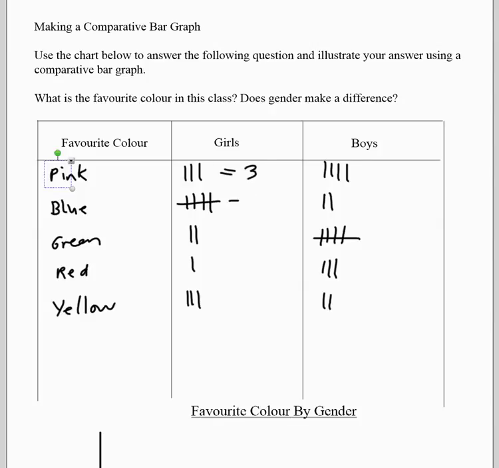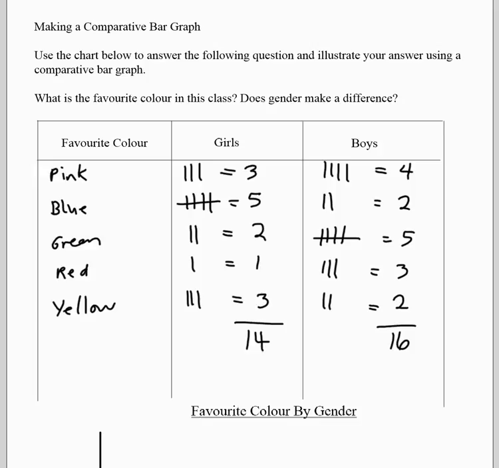So girls, 5, 2, 1, 3, 3, and boys, 4, 2, 5, 3, and 2. So the first thing that we want to do is check how many girls did we ask and how many boys did we ask. So we've got 8, 9, 10, 11, we've got 14 girls, and we've got 6, 11, 14, we've got 16 boys. So what we cannot do is we cannot just use straight numbers. We have to convert them into percents.